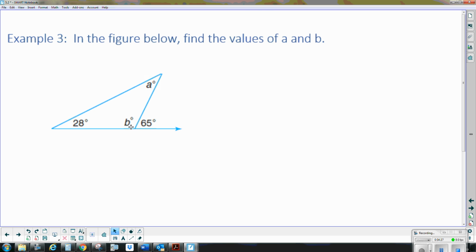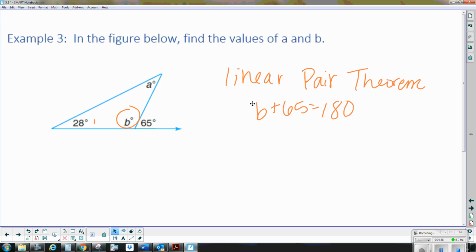Since I don't know what b is, but I recognize that 65 is adjacent to b, and 65 and angle b form a line, I can use the linear pair theorem to say b plus 65 is equal to 180, because I know that a linear pair is supplementary.